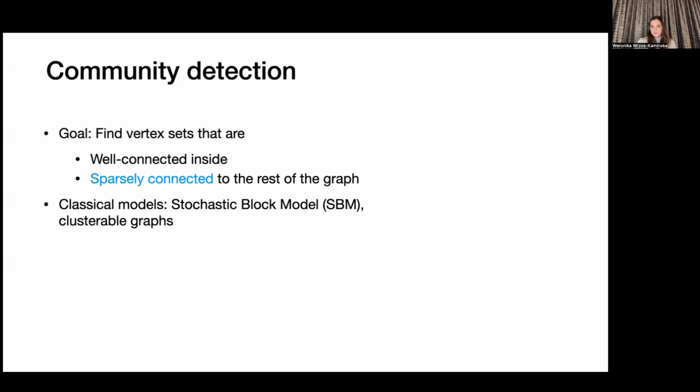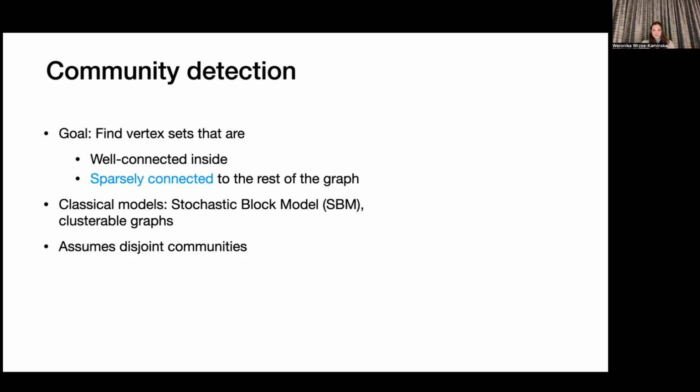And the community detection problem is a classical problem in graph algorithms and has been studied in many models. For example, in the stochastic block model, two vertices are connected by an edge with a certain probability p if they belong to the same community, and with a lower probability if they belong to different communities. And there are also worst-case analogs of this, in which you assume that the graph is partitioned into expanders, and that these expanders are connected to each other by a small number of edges.